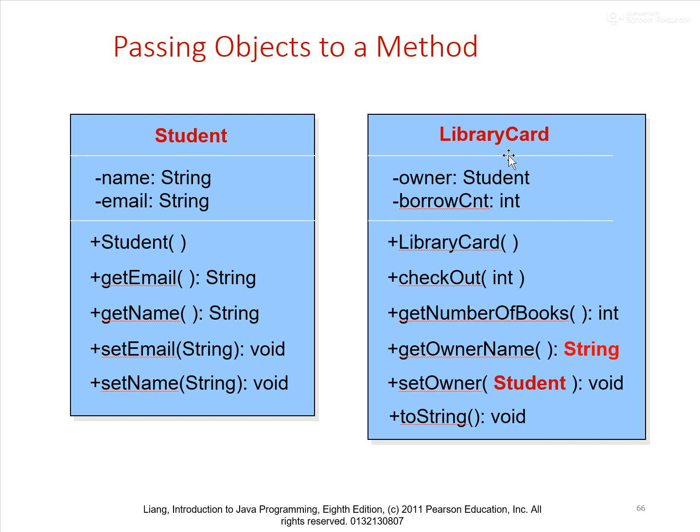But then we have this library card class. An object of the library card will represent an account at the library, and it also has two data members. The first one is called owner, and the owner is, check this out, an object of the class student. And then we have a borrow count. This is basically the number of books that have been checked out from the library, and that is an integer. Both of these data members of the library card will also be private.